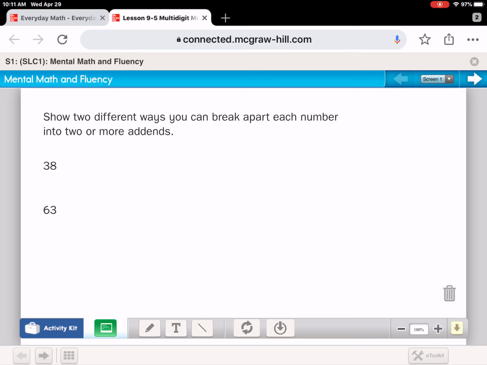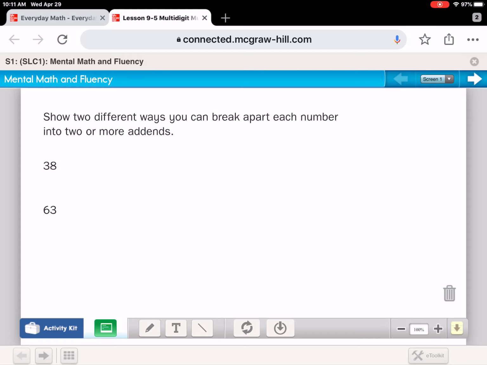And today we're going to practice using the break apart strategy for multiplying bigger numbers. We've done the break apart strategy with smaller numbers. Today we're going to practice using the same strategy for larger numbers. So we'd like to start with our slate work.